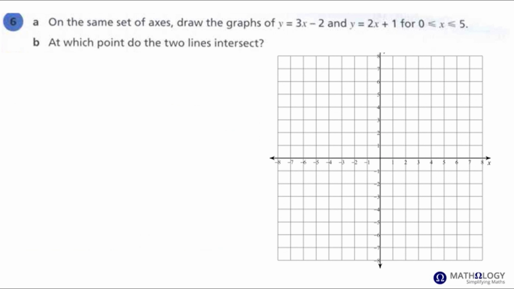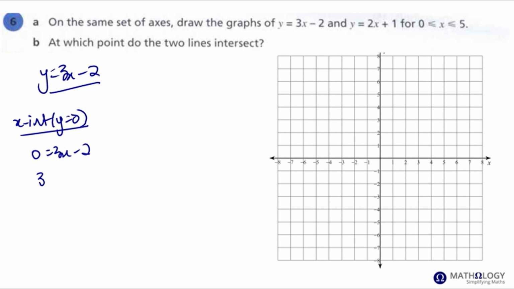We're now going to use the dual intercept method, so we'll start with y equals 3x minus 2. The x-intercept is when y equals 0, so we put y equal to 0. 0 equals 3x minus 2, 3x equals 2, x equals 2/3. Okay, this is a fraction, so it's going to be tricky to plot that. It doesn't really matter. So the point is (2/3, 0), and we'll call that point A.